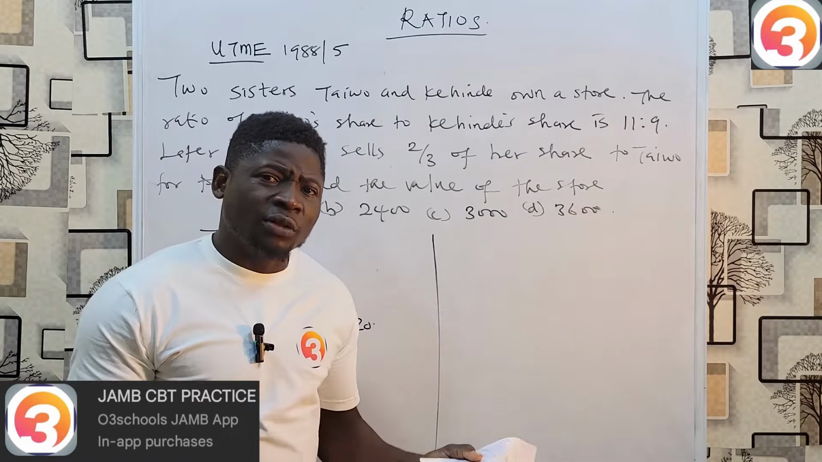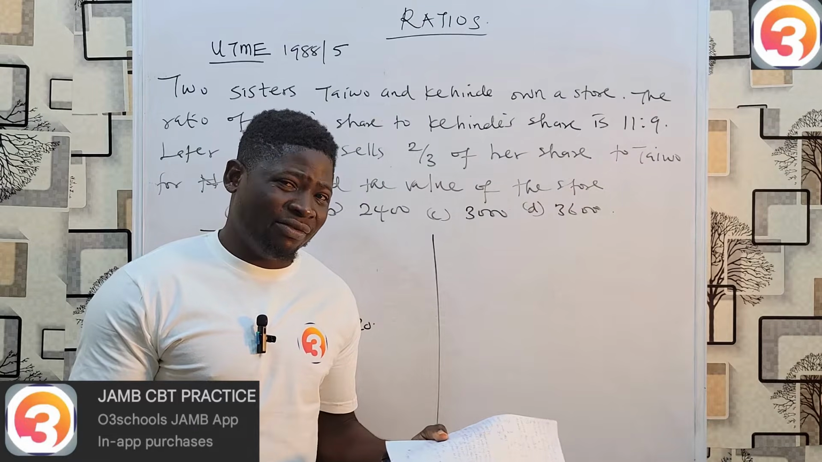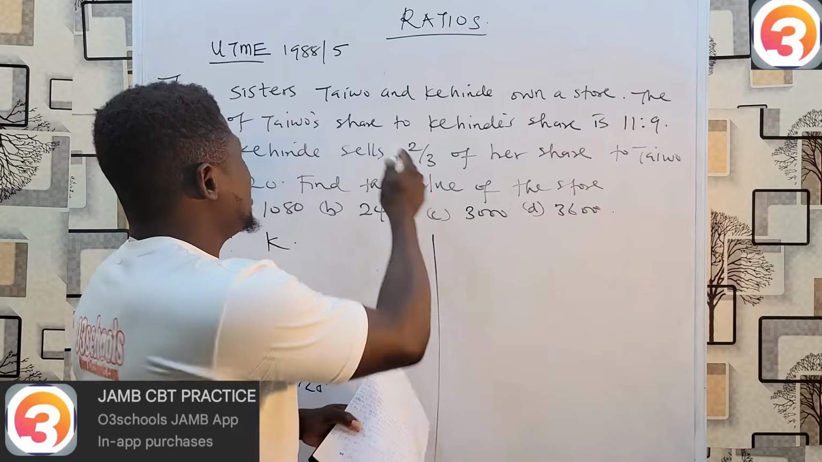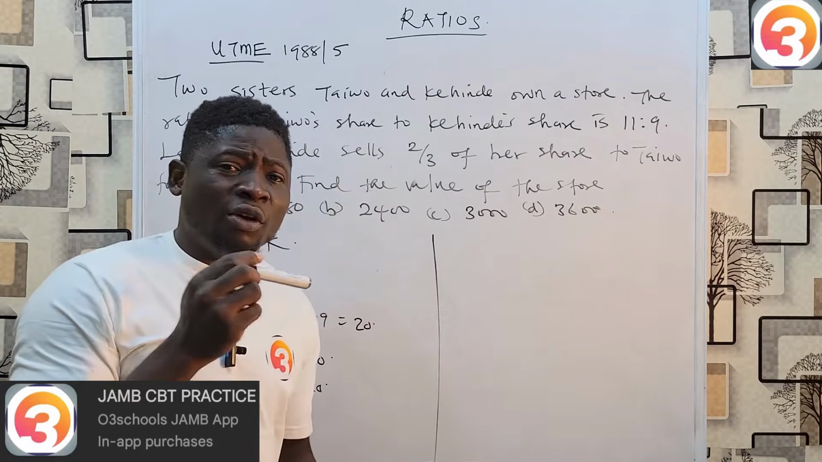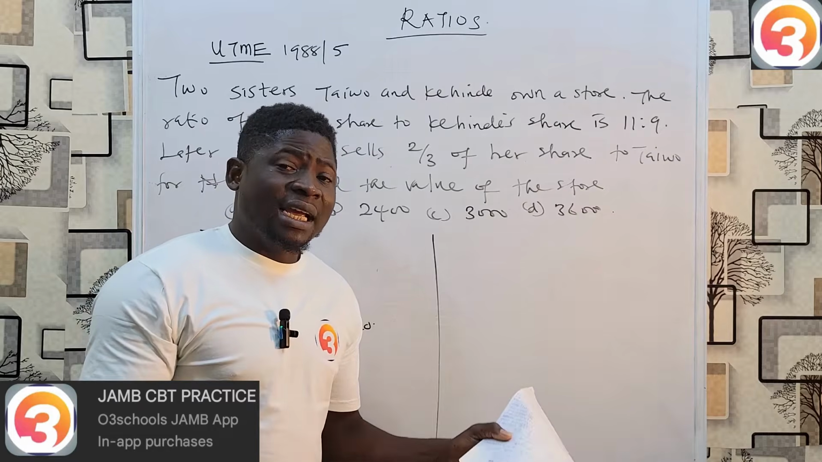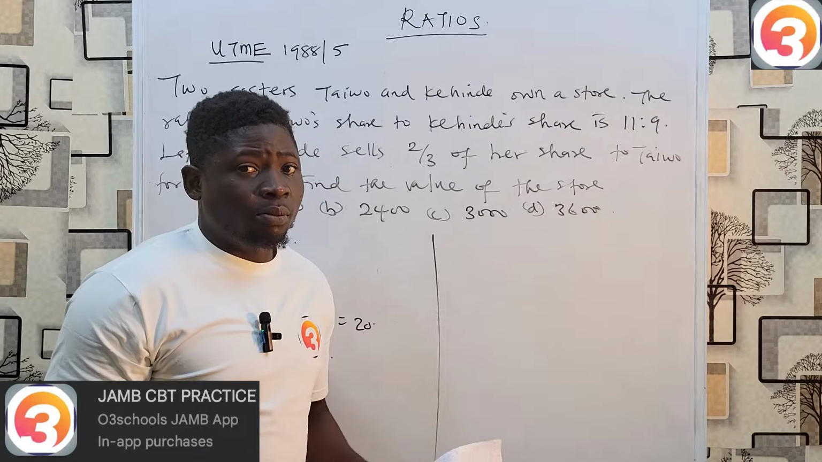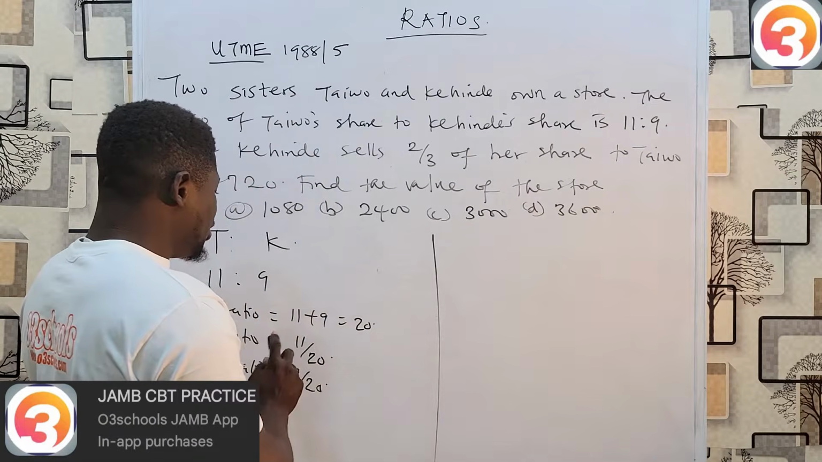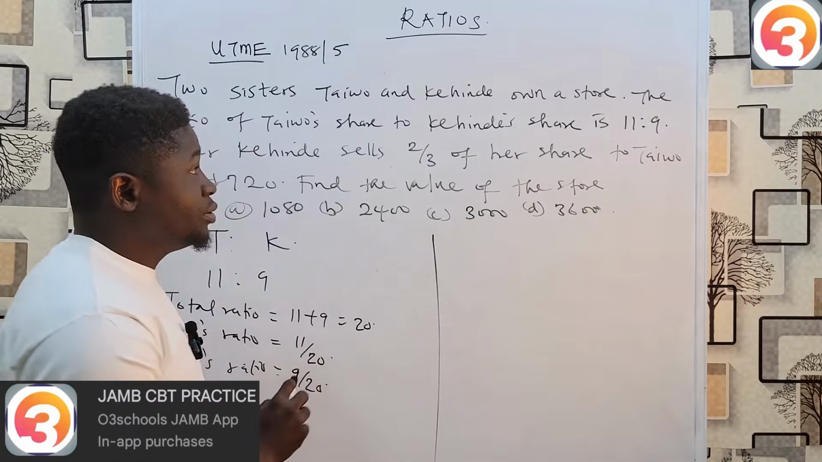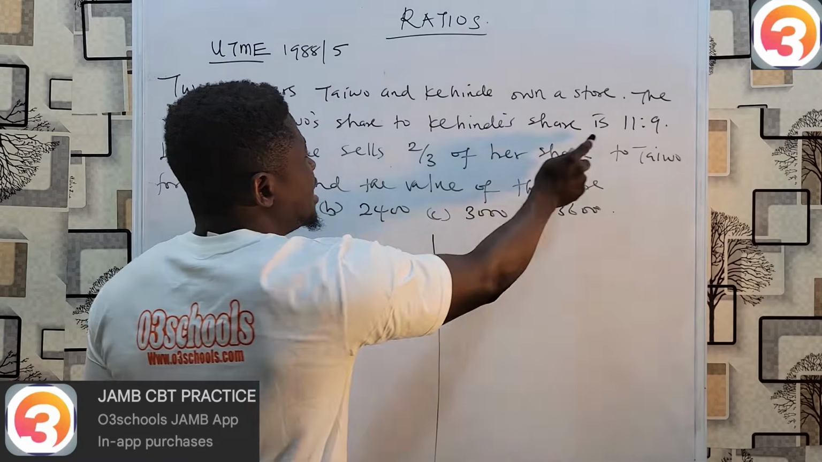Now that we know their respective ratios: in ratio questions, we solve more with the information that we have, any of the specifics that we have of the people we are comparing. So here we have known the ratios, and they said the ratio of Taiwo's share to Kende's share is 11:9.